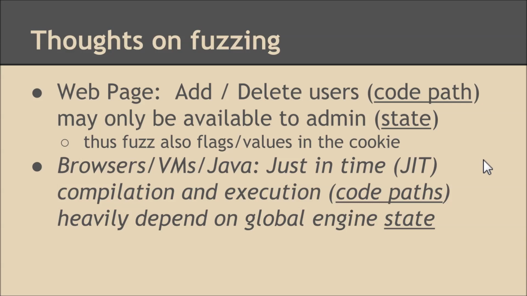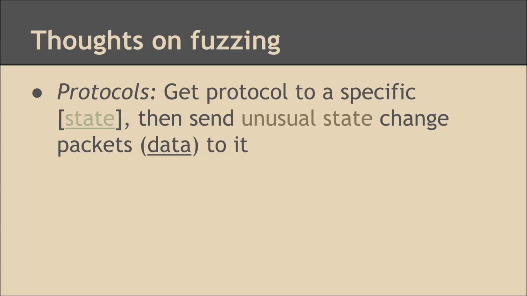Just-in-time compilation and execution heavily depends on the global engine state. That's a combination of state and code paths as well. And with protocols, usually stateful protocols have some sort of state machine. So it is useful to test them by getting them to a specific state and then sending unusual state change packets to perhaps trigger an anomalous state change and then seeing what you're able to do from there.